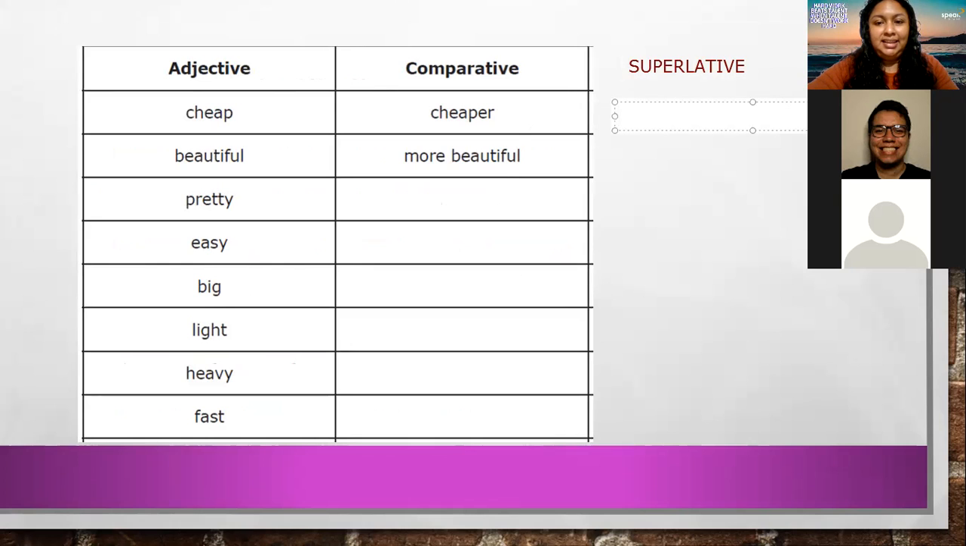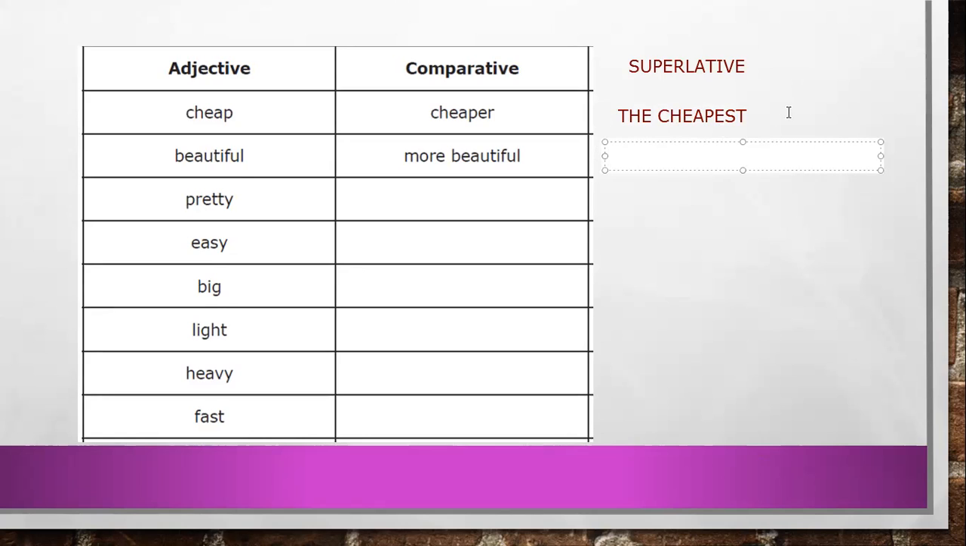Cheapest. Okay, so I'm going to say the cheapest. All right, very good, the cheapest. So I have beautiful, more beautiful. What do I say here? And most beautiful. Okay, very good. So the most beautiful. Okay, very good. When I say pretty, it's two syllables. Prettiest. Oh, okay. So I say the prettiest, okay.